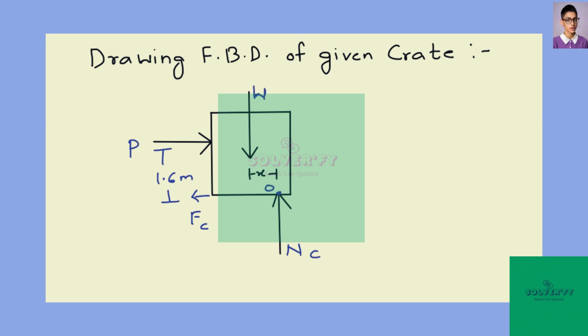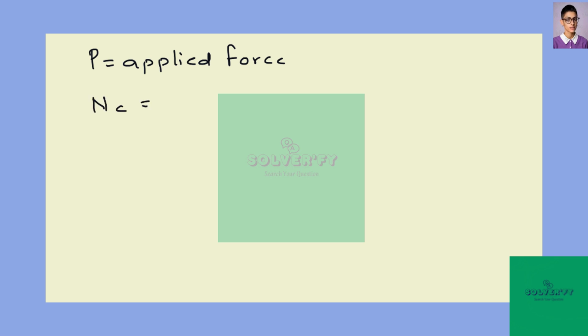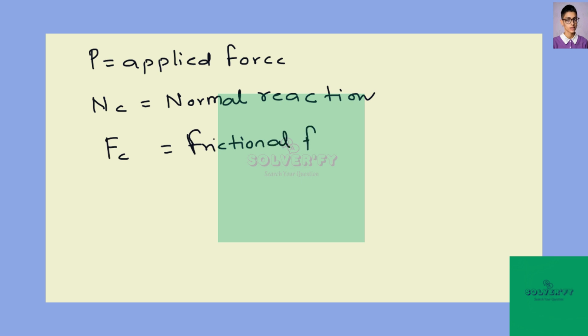Now going further, we will write the P is equal to applied force, Nc is equal to normal reaction, Fc is equal to frictional force, and W is equal to weight of crate.